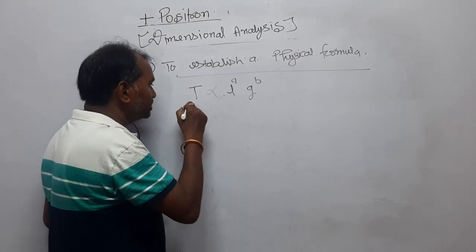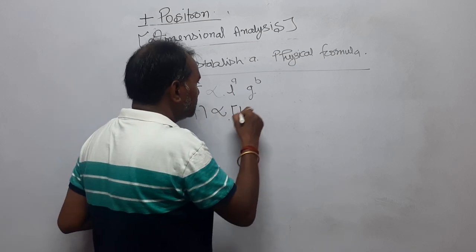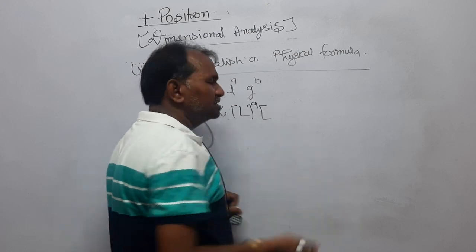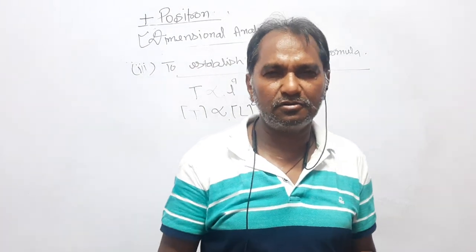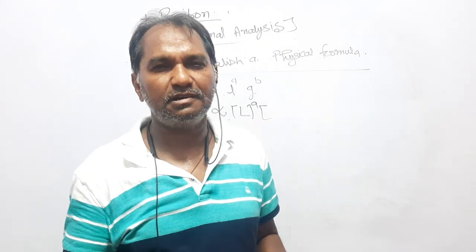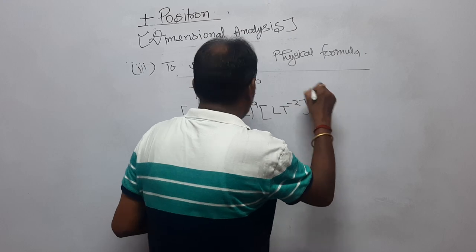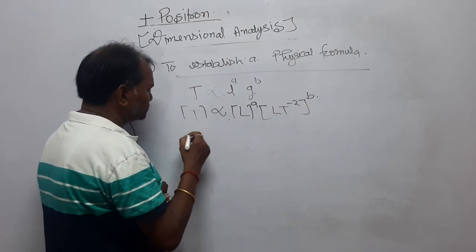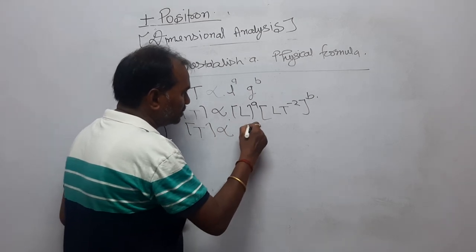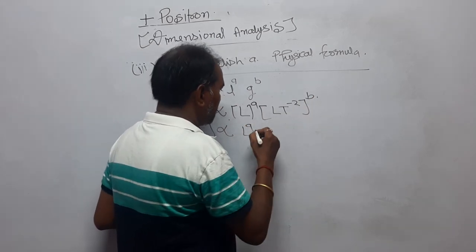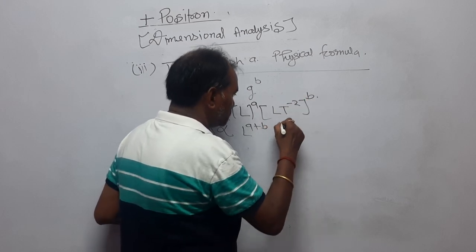Time has a dimension T. Proportional to length, which has a dimension L to the power A. G is the acceleration due to gravity. Whether it is a normal acceleration or acceleration due to gravity, you represent it by meter per second square, so it is LT to the power minus 2, whole to the power B. Now, dear students, it is T proportional to L to the power A and this is L to the power B, and powers are added. T to the power minus 2B.